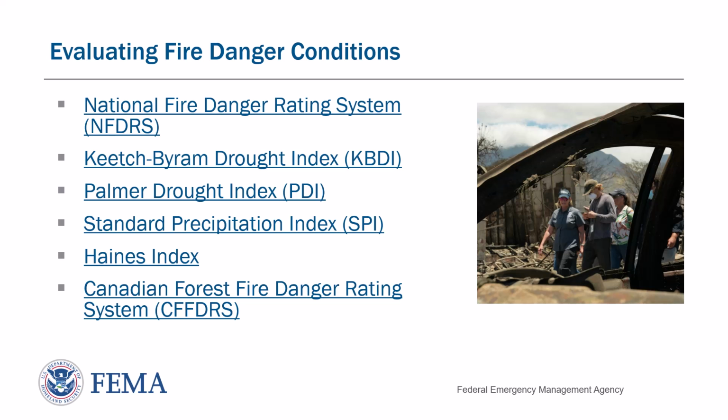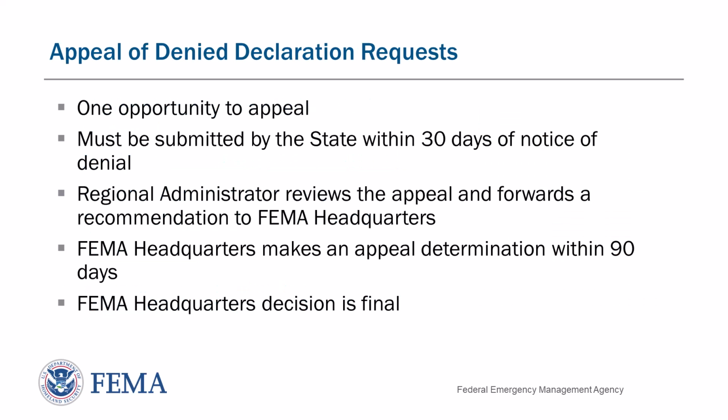Evaluation of the fire danger conditions may be accomplished through one or more nationally recognized indices included in the following. So on the slide, we have a list of 6 of those different indices. They are available in the FMAG Policy Guide in Appendix F, the Fire Danger Rating System, where you can find links to each of these websites.